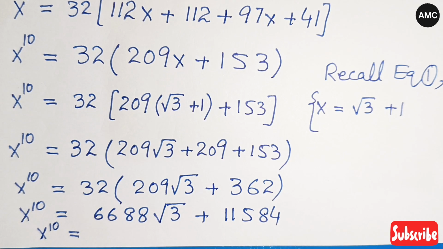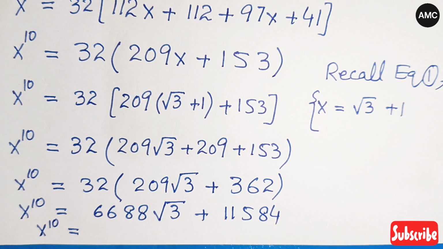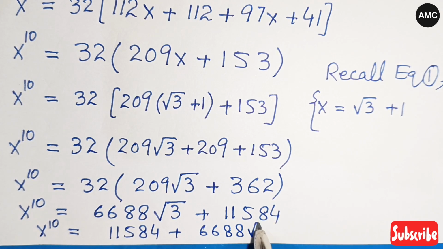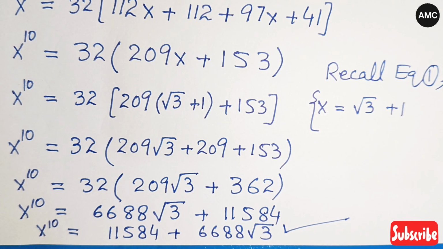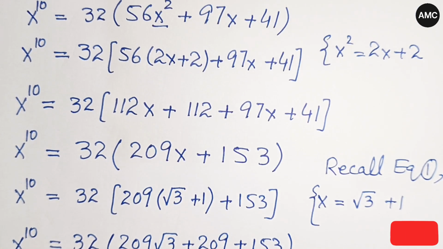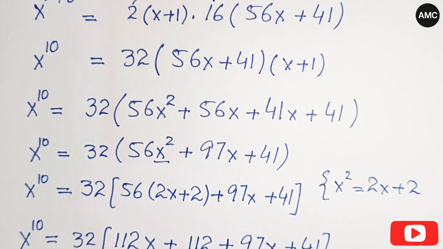So if we just rearrange this one, then we have x to the power 10 is equal to 11584 plus 6688 square root of 3. So it is our final value of x to the power 10, and it is actually our result. So now recall our entire problem step by step.